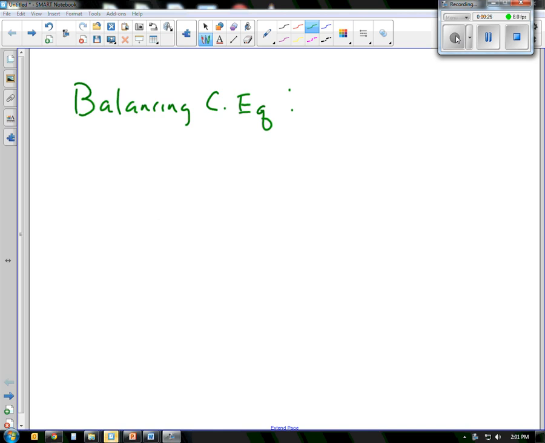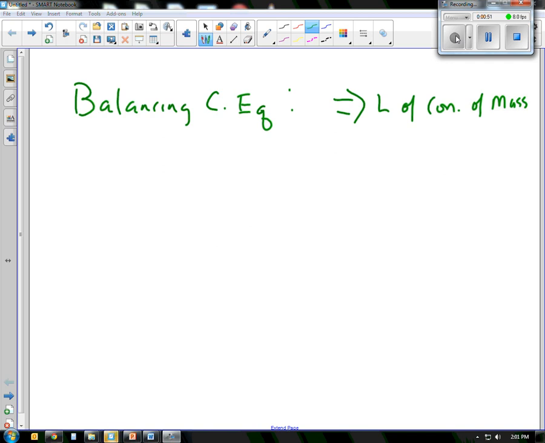Right, perfect. Okay, so we've got the law of conservation of mass, which basically says we can't create or destroy atoms. And yet a lot of the times when we write these chemical equations, we write them in an unbalanced way, which makes it appear like mass is being created or mass is being destroyed, and we can't do that.